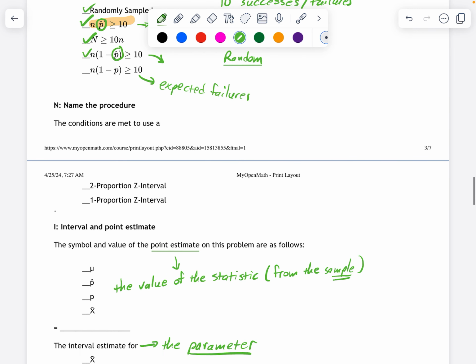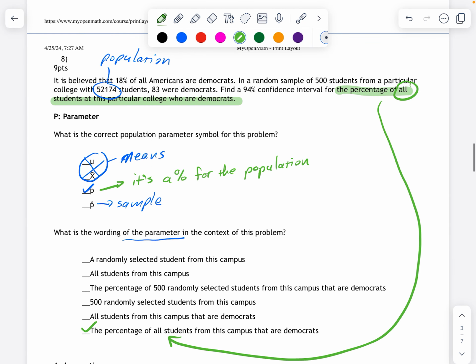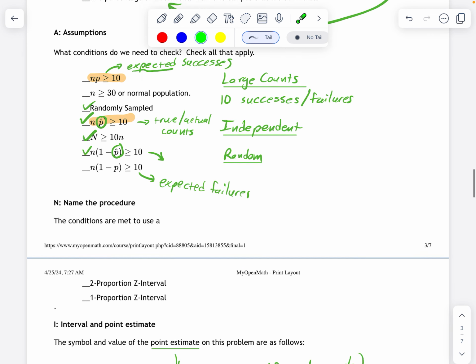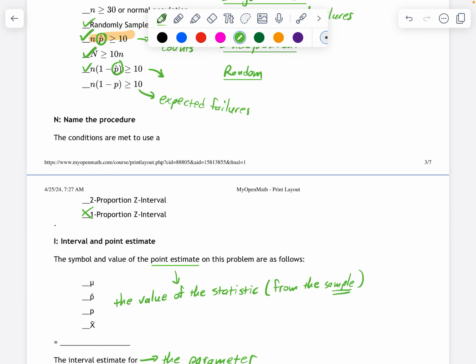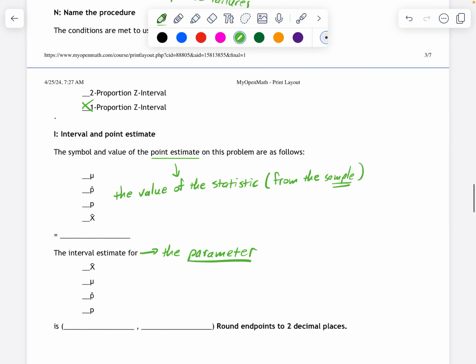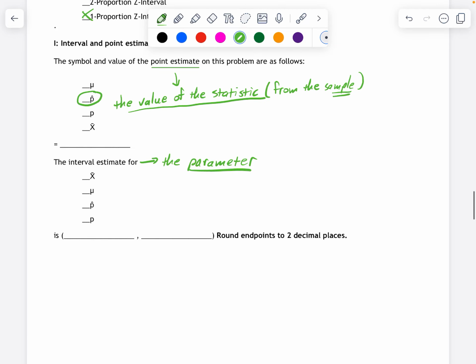Okay, the conditions are met to use what? Is it a 1 sample or a 2 sample? If you read it again, there's only one sample. So 1 proportion. The symbol for the point estimate, that's your p hat, okay? P hat is the value of the statistic from the sample. The interval estimate, now yours looks different. Yours is like a drop-down box. The interval estimate for what?